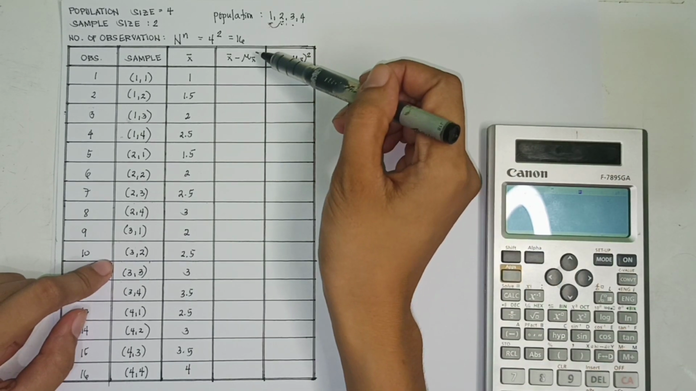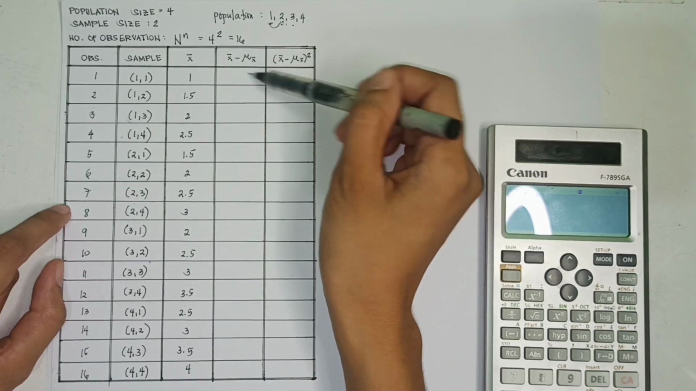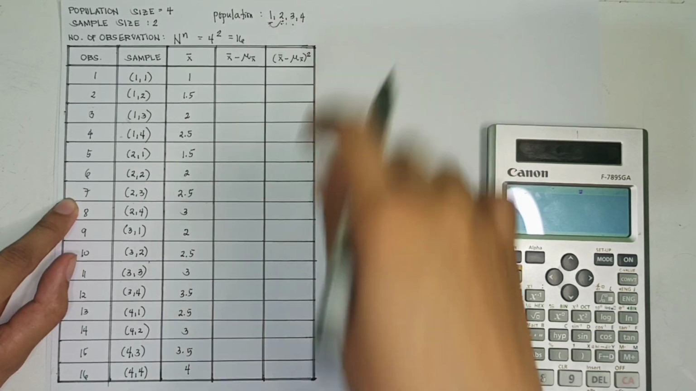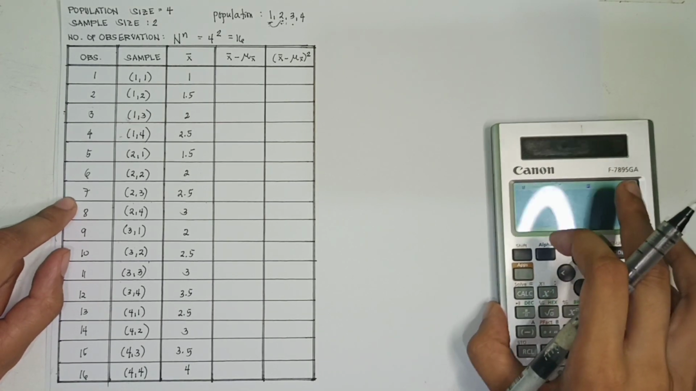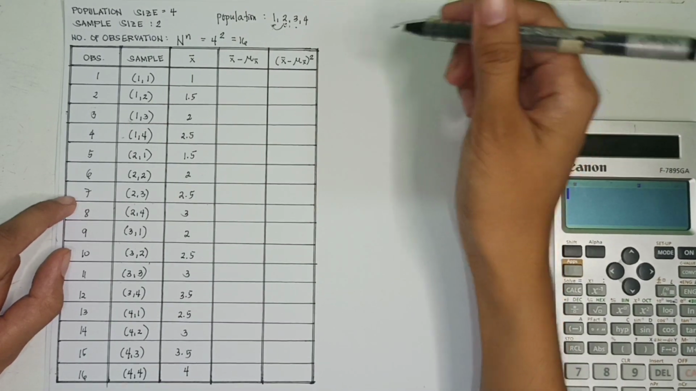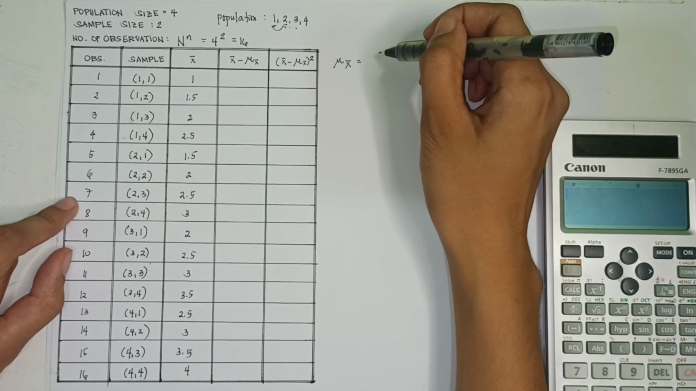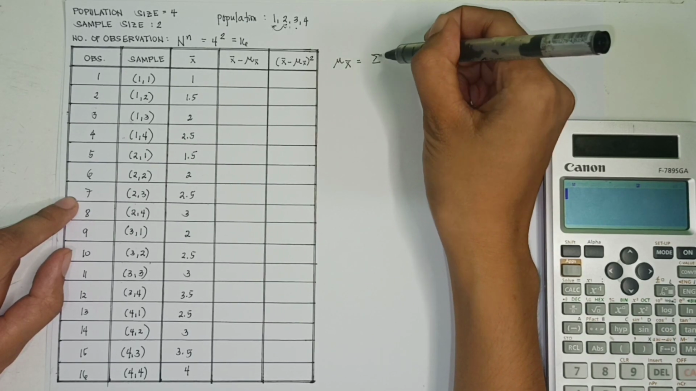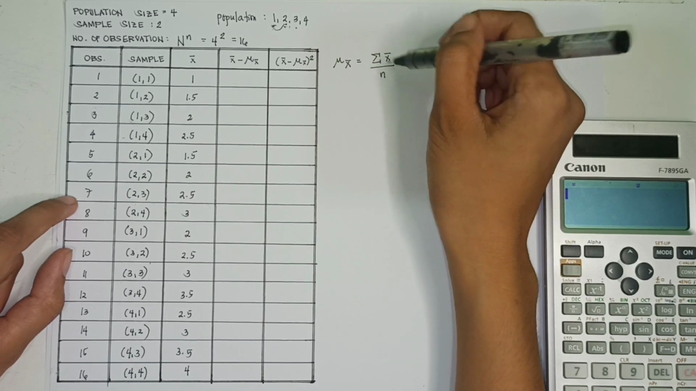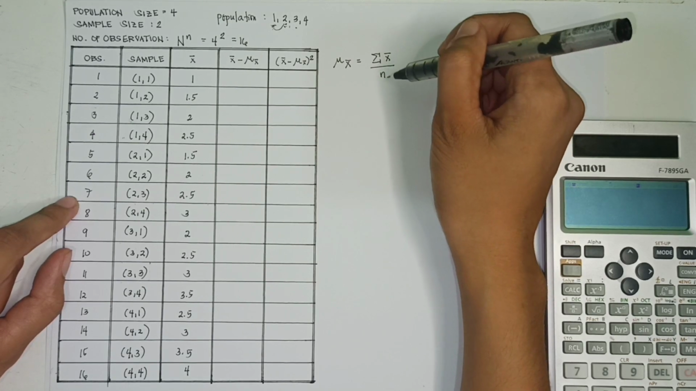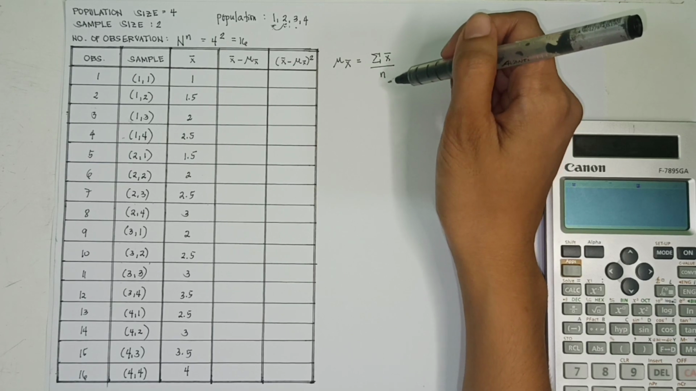Okay, so again, hindi ka makakapag-proceed sa column na to hanggat wala kang value ni mu sub x bar. Again, yung mu sub x bar po natin, this is the mean of a sampling distribution of means. And to get mu sub x bar, the formula is mu sub x bar is equal to the summation of x bar over n, where x bar, this is the means, and this n is the samples, or number of samples, or number of observation.